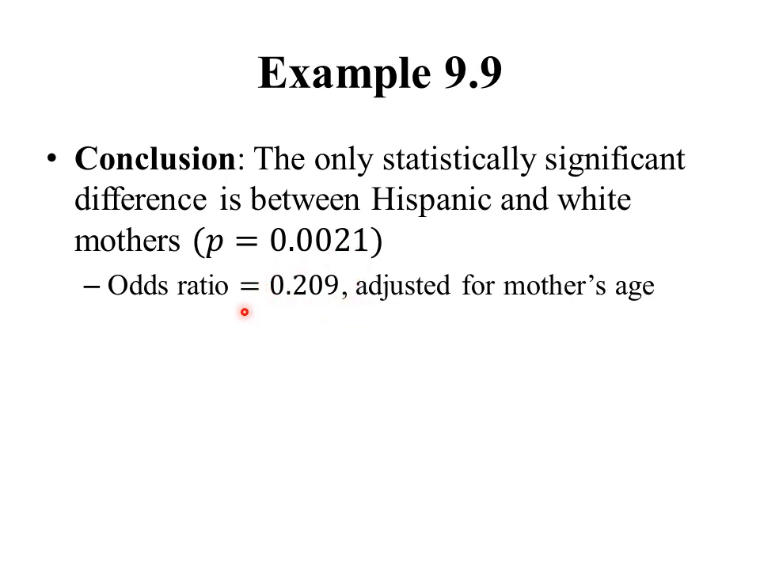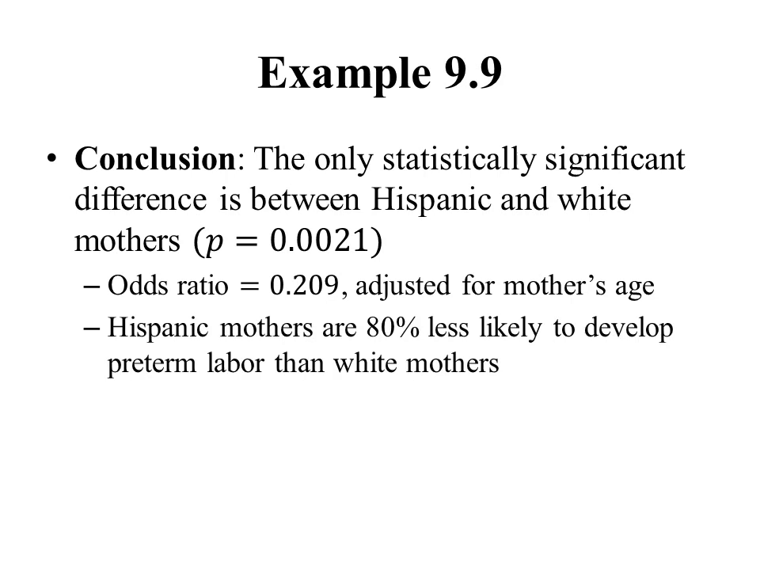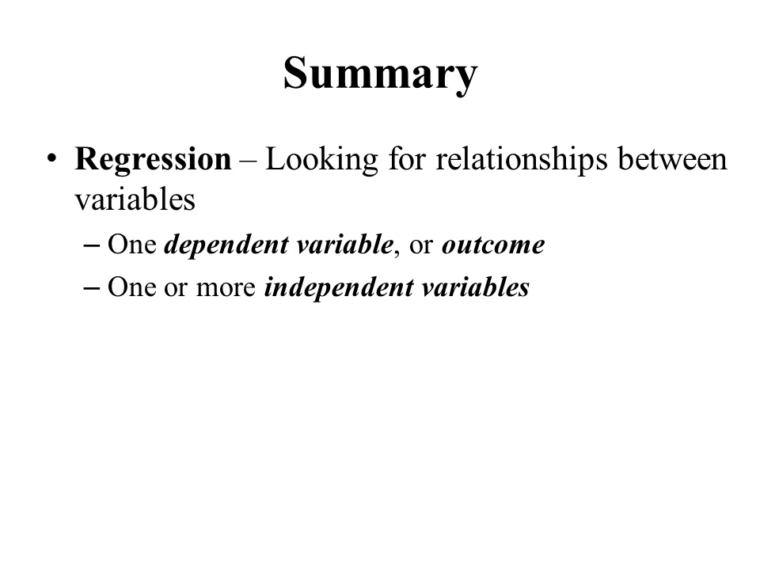And we would state that odds ratio as being adjusted for mother's age. Remember, when we calculated this, we also included mother's age in our analysis, and so that's an adjusted odds ratio. So that odds ratio of 0.2 would mean that Hispanic mothers are about 80% less likely to develop preterm labor than white mothers.